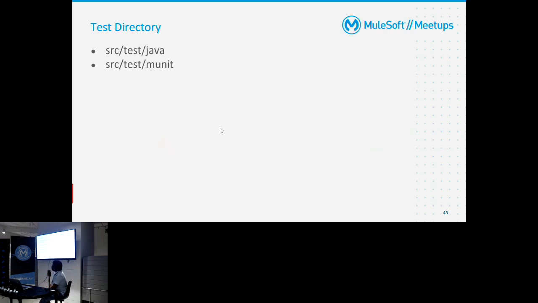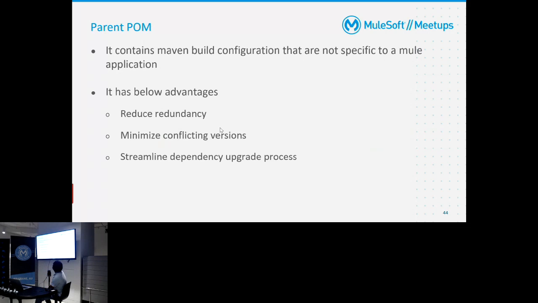Then coming to the parent POM, as I was saying, it contains Maven build configuration that is not specific to a Mule application. If your organization wants some control over what you are using, in that case you can use it. What it does is reduce redundancy. It also minimizes conflicts. Sometimes when you do a merge, you may get conflicts related to versions. It also streamlines your dependency upgrade process.